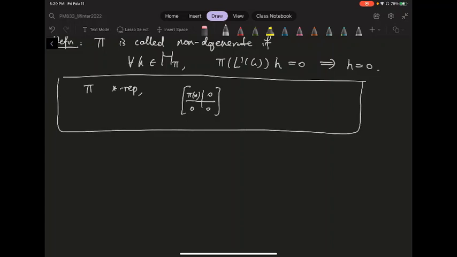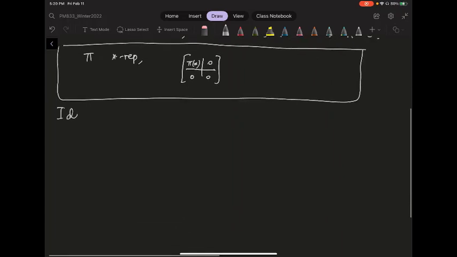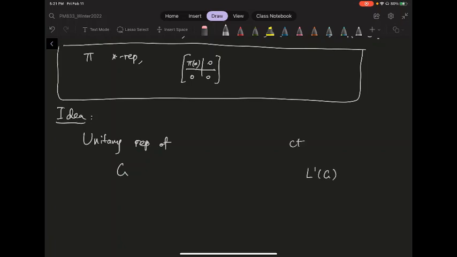So this is called the non-degenerate ones. And the main goal of this entire lecture is the following idea. Now we have a unitary representation of my group, and on the other hand, I have the continuous star representation of the L1 of G. As it turns out, if I'm given a unitary representation of the group, I can move to a representation of the L1 space. This is sometimes also called the integration of this representation. I can integrate a unitary representation to a representation of the L1 space.